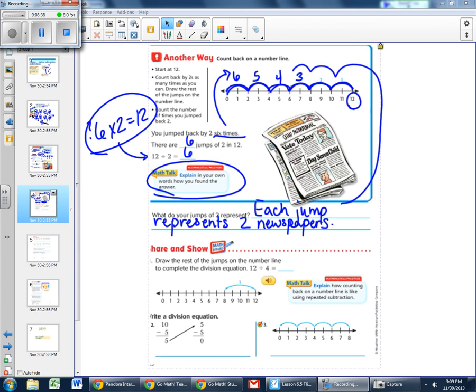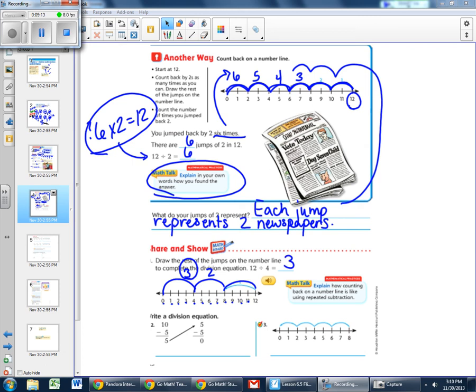Okay. They want you to practice using the number line now. So you're going to draw the rest of the jumps on the number line to complete the division equation. Remember, it's an equation because it has the equal sign of 12 divided by 4. So we're starting at 12 and we're jumping back 4. 1, 2, 3, 4. 1, 2, 3, 4. 1, 2, 3, 4. Okay. So 12 divided by 4 is your 3.